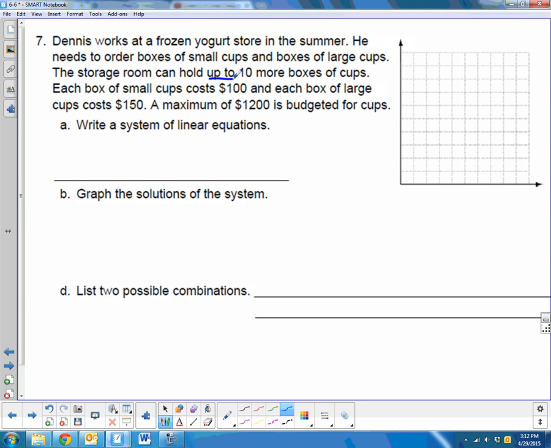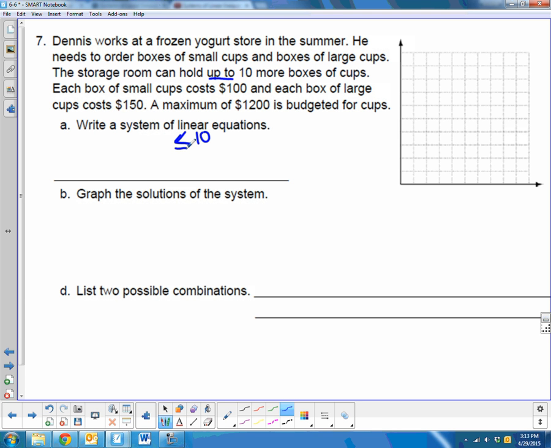And so the storage room can hold up to 10 more boxes. So at most it can hold 10 more boxes. You can't order 12 boxes, which means that everything is going to have to be less than or equal to 10, one way or the other. Because at most 10. So you buy one box, that'd be less than 10. But up to 10 boxes of cups.